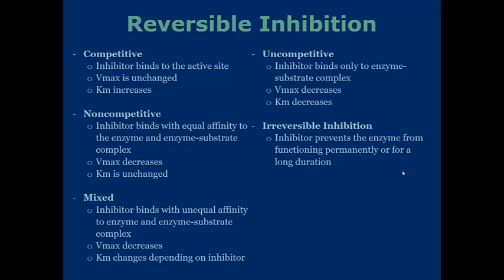With that little picture set up, let's go into each type and how we can use the metaphor to represent these. Competitive inhibition is when the inhibitor binds to the active site. Because of this, the Vmax is unchanged and the Km increases. Now note that the Km can therefore be understood as the substrate concentration at which half of the enzyme's active sites are full. So let's look at it this way.